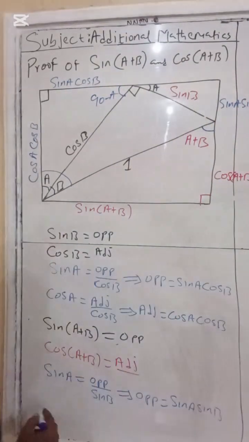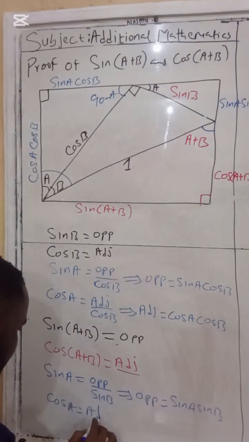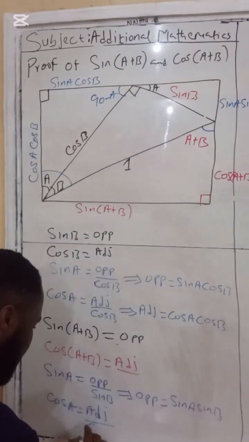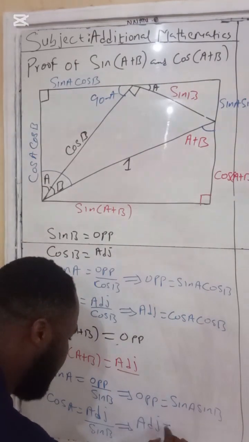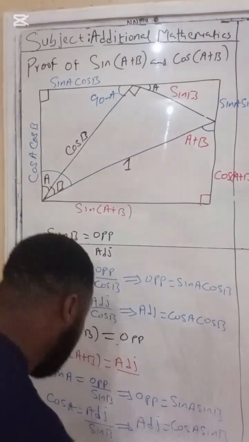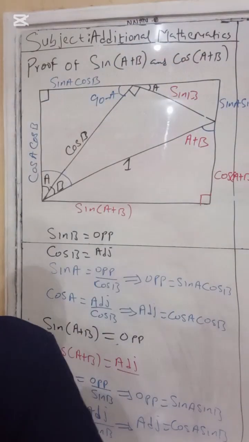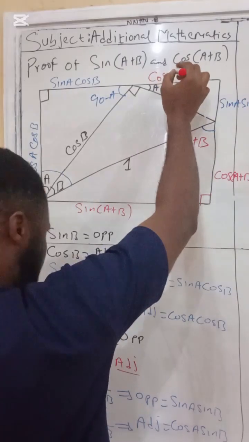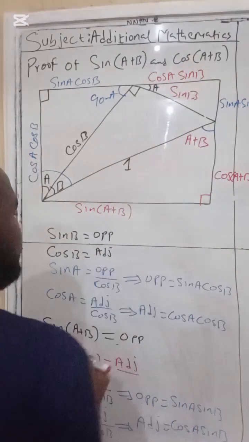So remaining there, we're going to have cos A is equal to adjacent over hypotenuse, which is sine B. So when you make the adjacent the subject of the formula, we're going to have cos A sine B. Okay? So here becomes cos A sine B. So we're good to go.